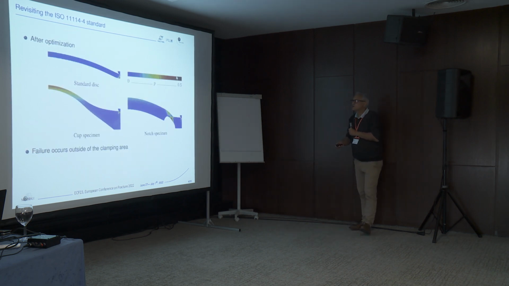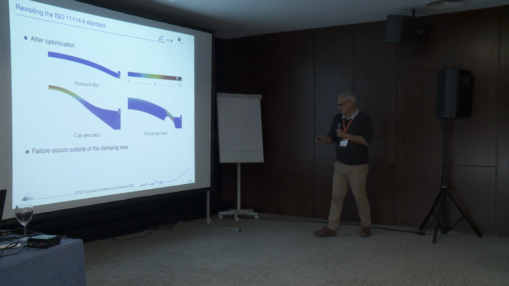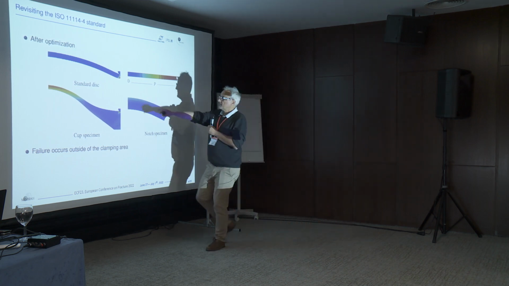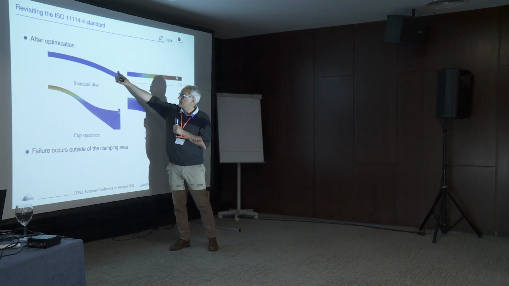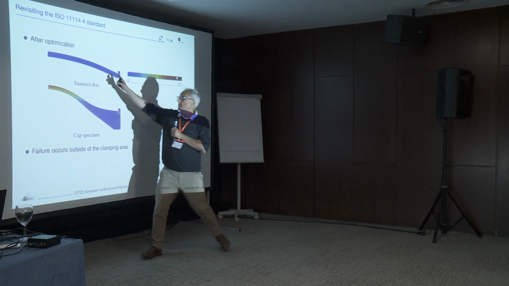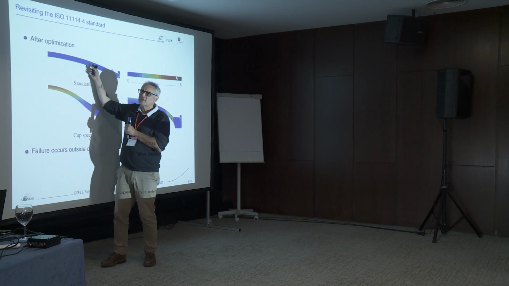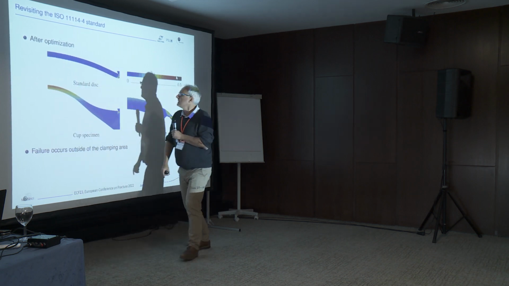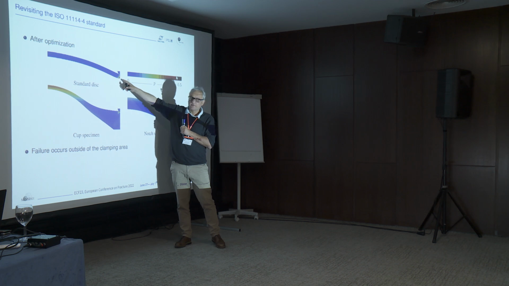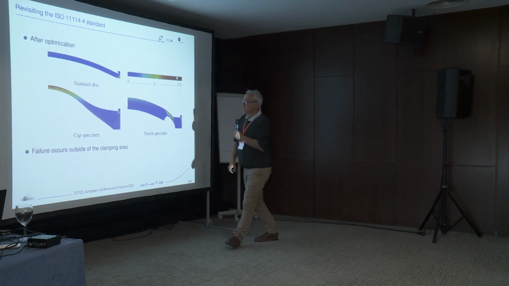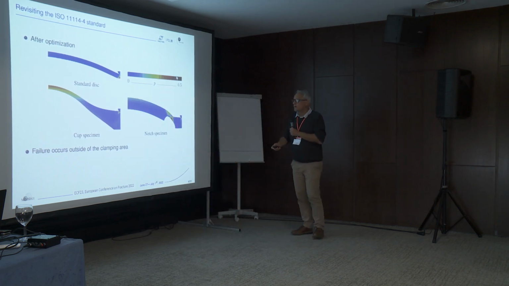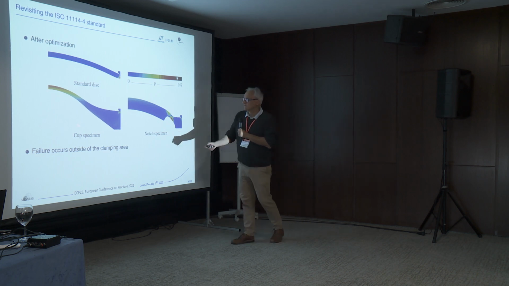So here are the results we got after optimization. So here's the simulation of the initial design. So you see that plastic strain is very localized in the clamping area, and nothing much happens here. A little bit of plastic deformation, but it's way smaller than the deformation you get in the clamping zone. If you have a look at the, okay, it's working now.